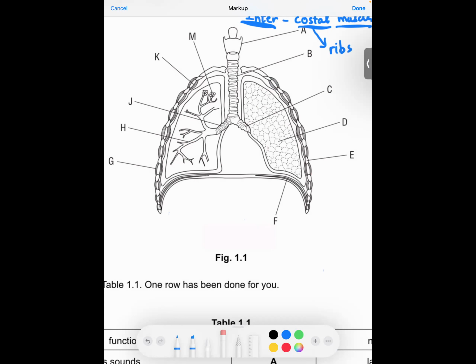Exhalation में बताओ, अब exhalation में क्या होगा? Exhalation में the external intercostal muscles will relax and the internal intercostal muscles will contract. फिर the volume will decrease, the pressure will increase, and the diaphragm will return back to its normal shape. Return back का मतलब contract या relax? The diaphragm will relax. Okay, correct.